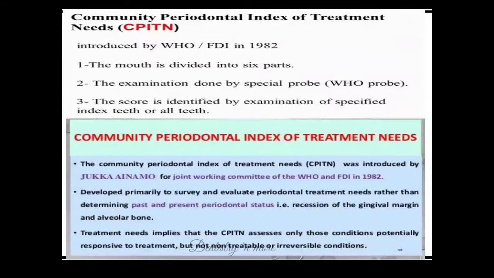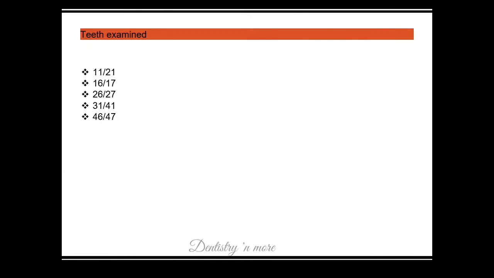Next periodontal index is CPITN, which was given by WHO and FDI in 1982. The mouth is divided into 6 parts and we use a WHO probe. So this CPITN was introduced by Jukka Ainamo for the Joint Working Committee of WHO and FDI in 1982. The teeth examined are in 6 sextants, and the index teeth are 11 or 21, 16, 17, 26, 27, 31, 41, 46 and 36. Sorry, I missed 36 and 37. So 6 sextants are there.